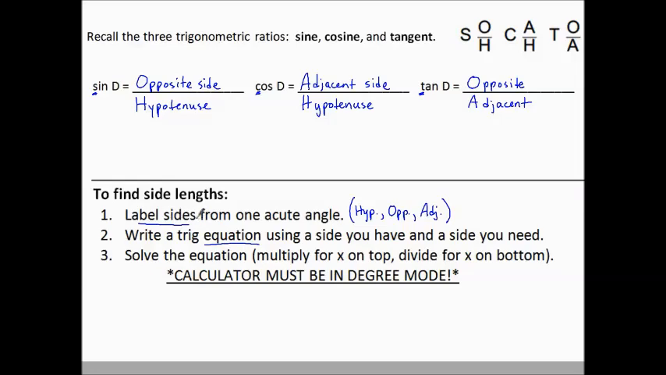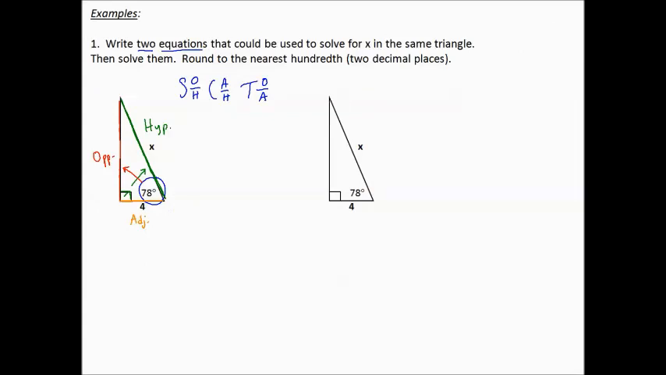Now remember the second step. After we label the sides, we write a trig equation using a side you have and a side you need. So one we have and one we need. Where are those sides? 4, that's one that we have, and x is one we need. So I need to use adjacent and hypotenuse. The opposite, no. This has opposite and this has opposite. Adjacent and hypotenuse is cosine. So from this angle of 78 degrees, I can write cosine of 78 degrees equals adjacent comes before hypotenuse, so adjacent over hypotenuse. And there's my first equation.